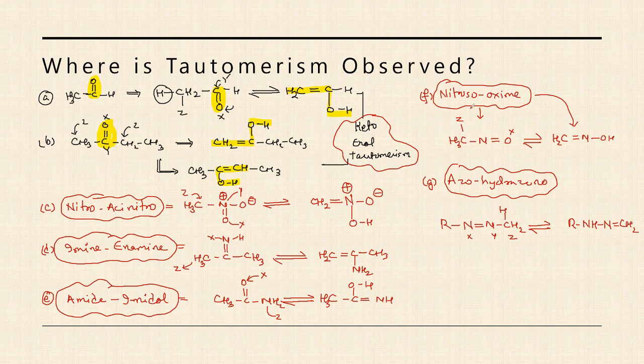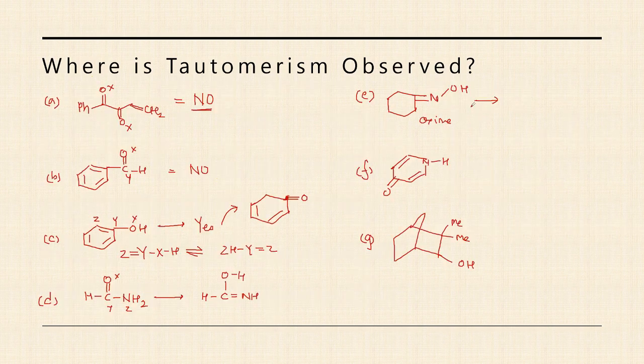Look, oxime nitroso. So we have to create a nitroso. So this hydrogen, if this is treated as X, this is treated as Y, this is treated as Z, so hydrogen has to go to Z. N double bond O. In this case, you cannot see a hydrogen just adjacent to X, Y unit, but there is a hydrogen over here.